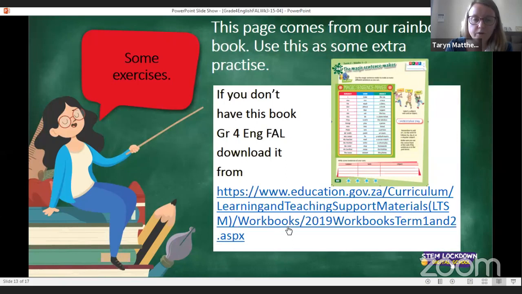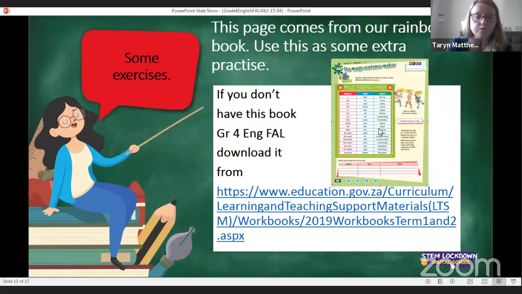If you don't have the rainbow book, ask mom and dad to go onto the education.gov.za site, because there they'll give you all the rainbow books for all the subjects that you can actually download onto your computer. And there they give you so many cool pages to practice on, like this one page here. This is from the grade 4 English first edition rainbow book. So this is nice because you can use it to practice.